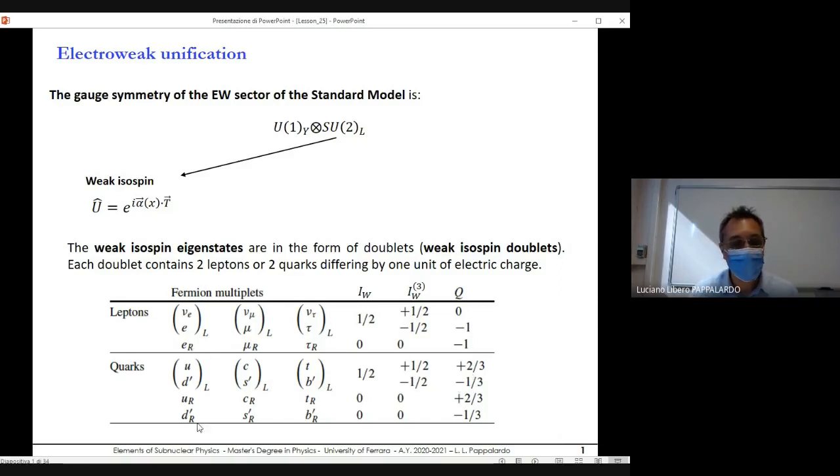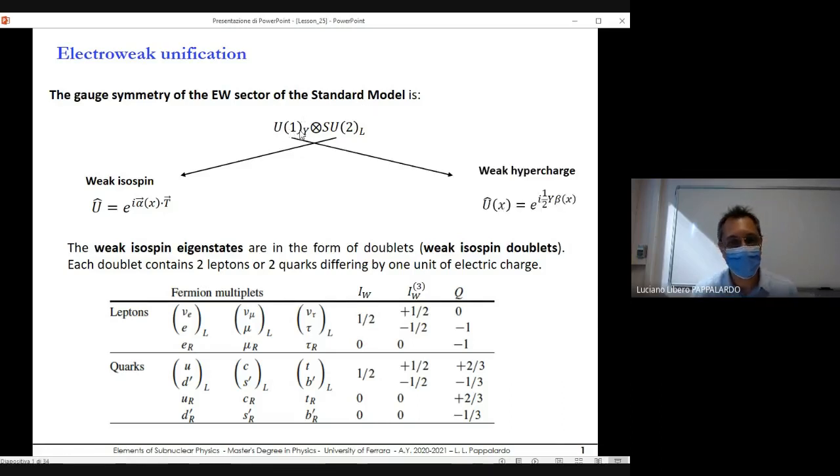Then we also have the right-handed fermions, the right-handed charged leptons and right-handed quarks. Those do not take part in the charged current weak interaction, as we know, because the charged current interaction only couples with left-handed fermions and right-handed antifermions. So in a sense, these are ghost particles concerning the charged current weak interactions.